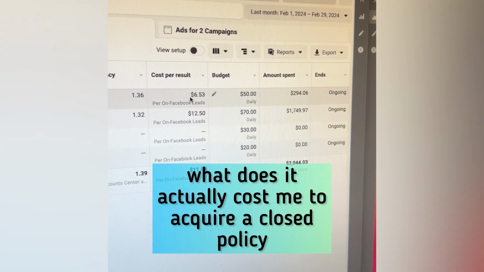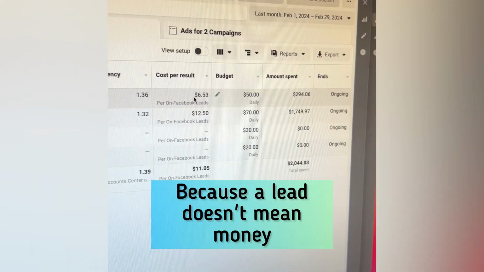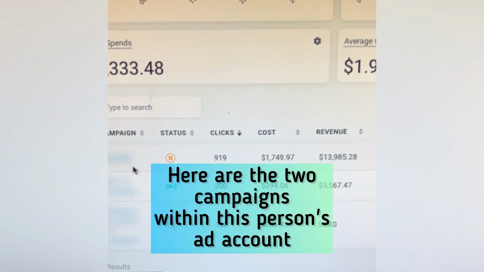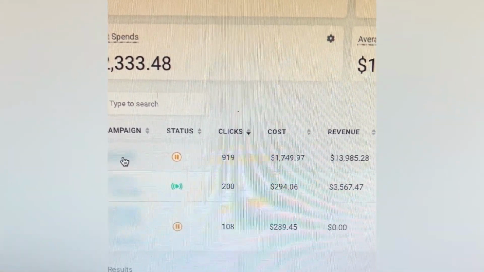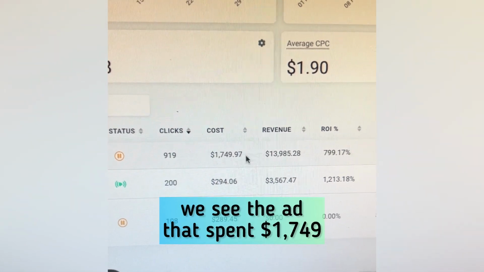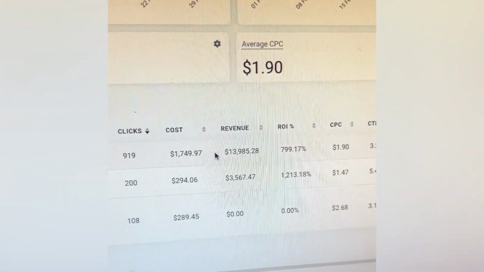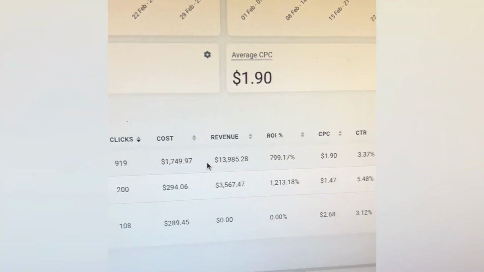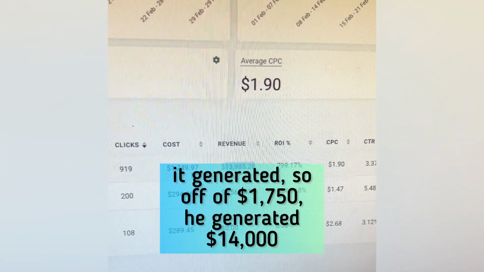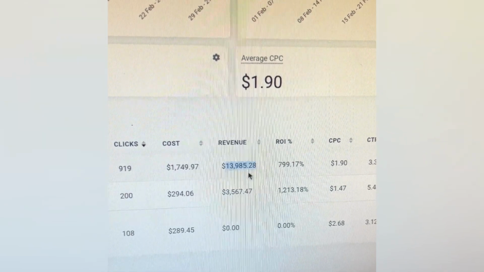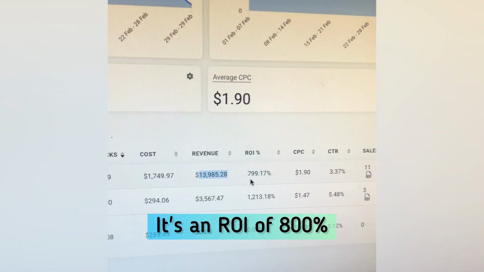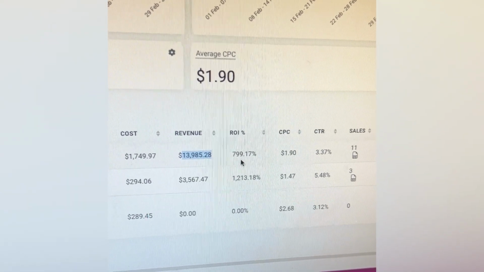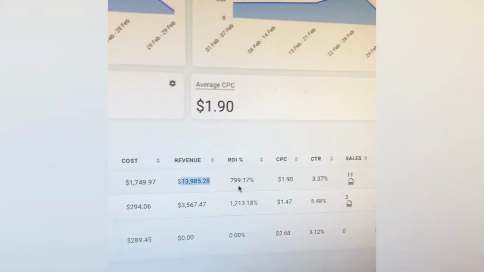What's more important is, what is it actually costing me to acquire a closed policy? A lead doesn't mean money. A lead means an opportunity. Opportunities yield money. Here are the two campaigns within this person's ad account and CRM. We see the ad that spent $1,749, and by the way, the time frame is February 1st to the 29th, so it's last month. Off of about $1,750, he generated $14,000 in revenue. That's an ROI of 800%, a return on investment. For the investment he put in, he made an 800% return.